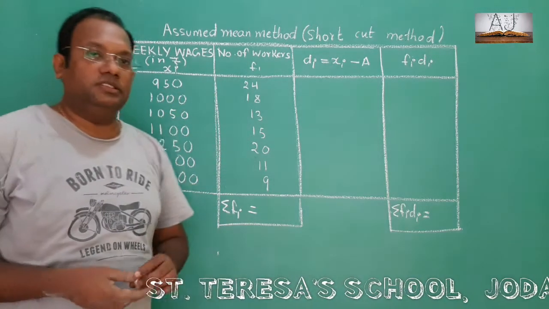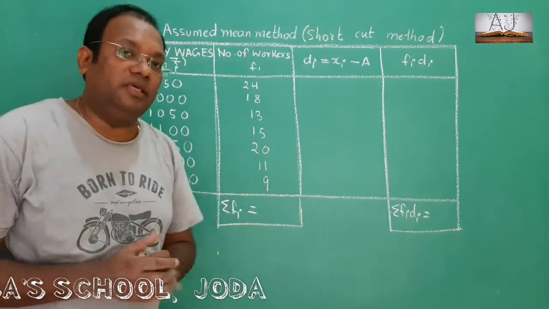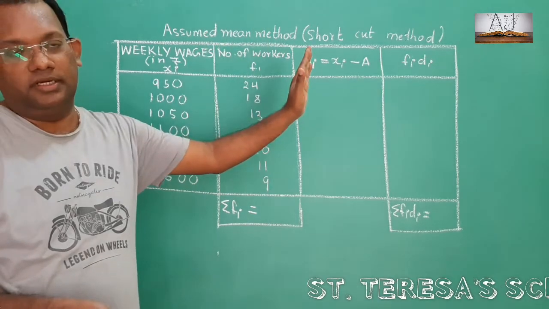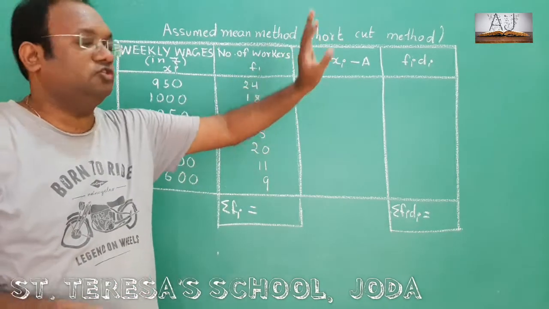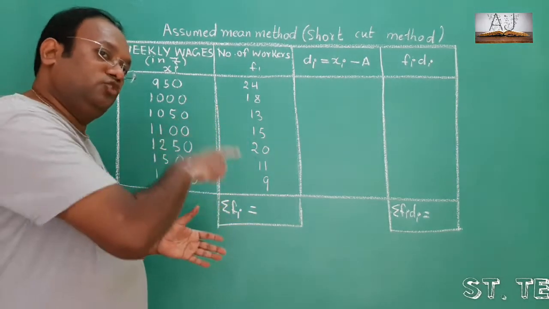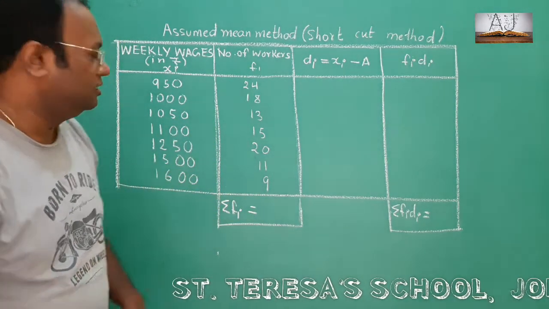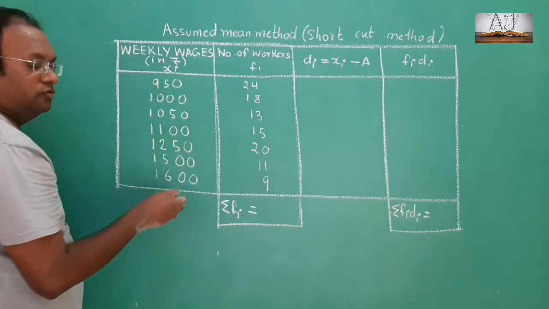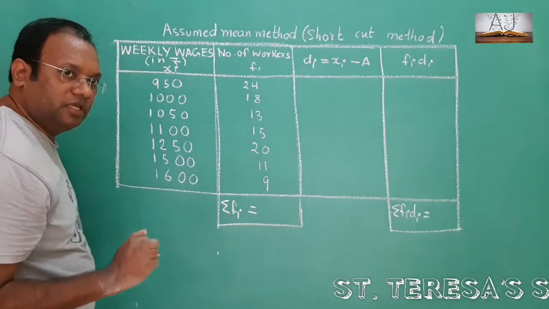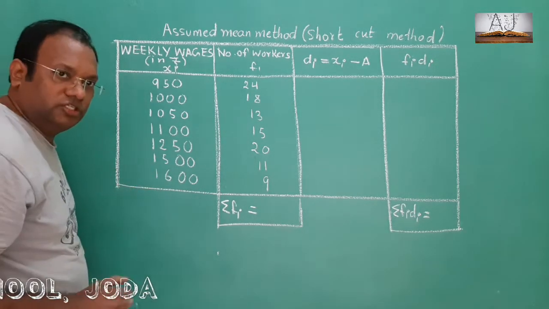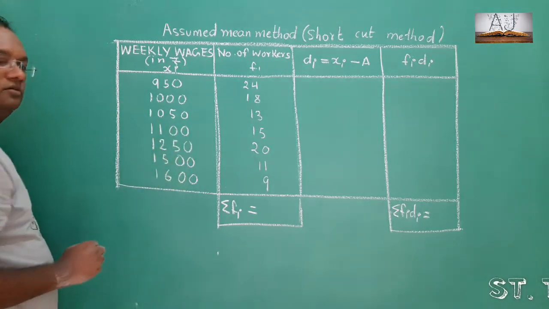Now what we need to do is assume a mean, since this method is the assumed mean method, or also called the shortcut method. So let us see how we assume the mean and which one to assume. Among the given data, we assume one of them as the mean. We'll assume the one which makes the calculation easier, usually the middle one.